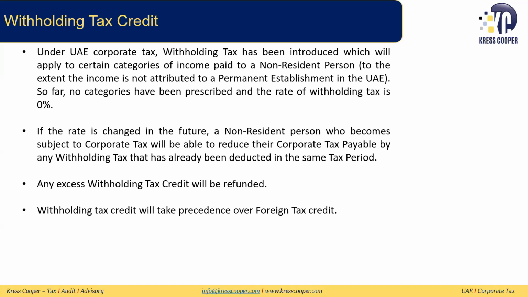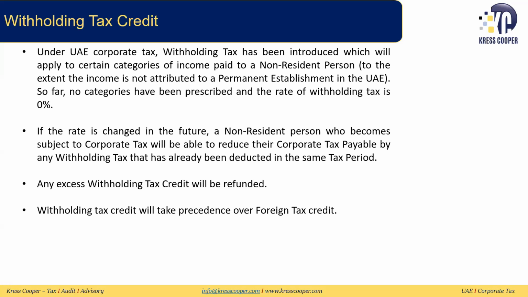So we don't know what those categories of income will be on which this withholding tax will apply to the non-resident. And the rate of withholding tax at the moment is given as 0%. So even if the categories are given in due course through a cabinet decision or something, the rate for now, for the starting year, is 0. But this rate can change in the future.